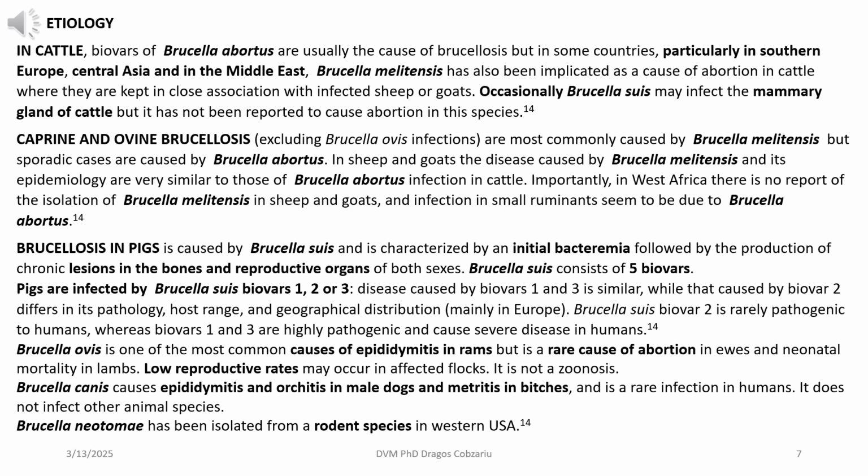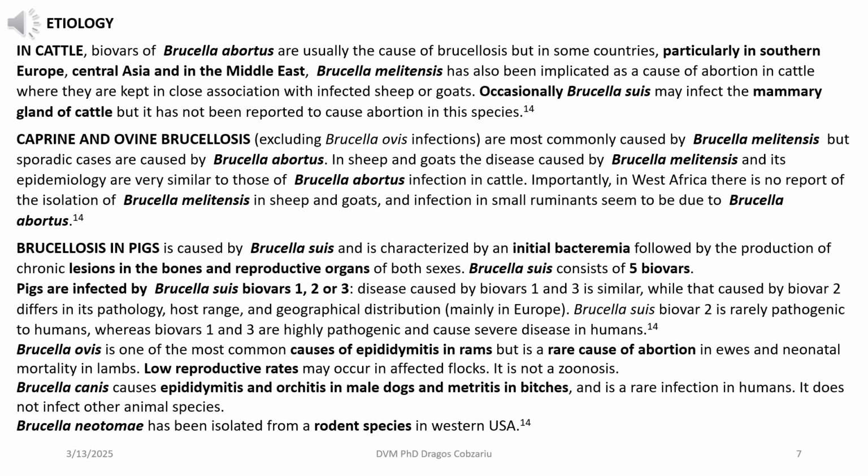Brucellosis in pigs is caused by Brucella suis and is characterized by an initial bacteremia followed by the production of chronic lesions in the bones and reproductive organs of both sexes. Brucella suis consists of 5 biovars. Pigs are infected by Brucella suis biovars 1, 2 or 3. Disease caused by biovars 1 and 3 is similar, while that caused by biovar 2 differs in its pathology, host range, and geographical distribution, mainly in Europe. Brucella suis biovar 2 is rarely pathogenic to humans, whereas biovars 1 and 3 are highly pathogenic and cause severe disease in humans.